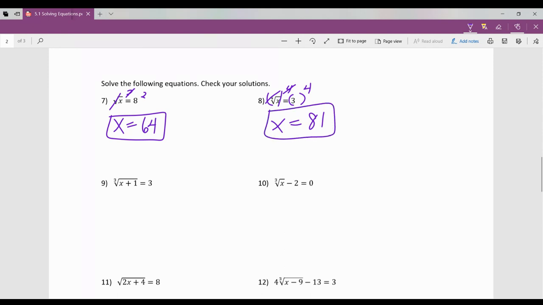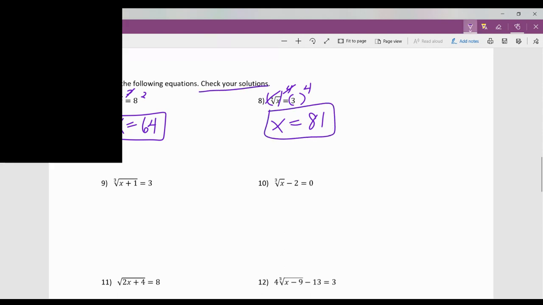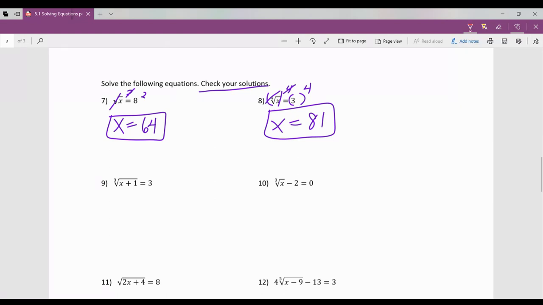All right, now this says check your solutions. So I'm going to check my solutions to make sure that it works. Whenever you have a root equation, you want to just make sure that when you plug it back in, it works. So to check, we're going to do the square root of my x, which is 64. Does that equal 8? So the square root of 64 is 8. Does that equal 8? Yep. All right, so we checked that one off.